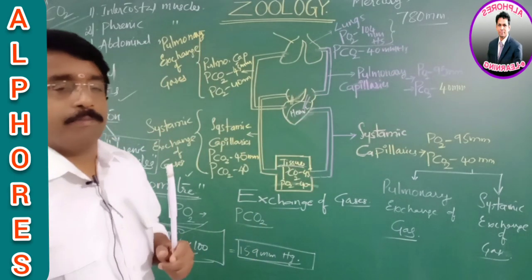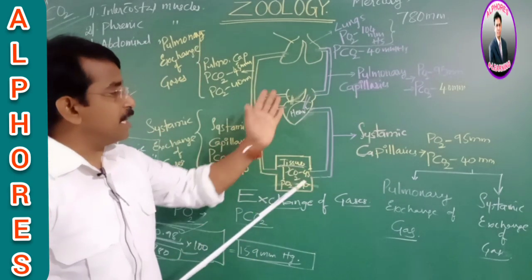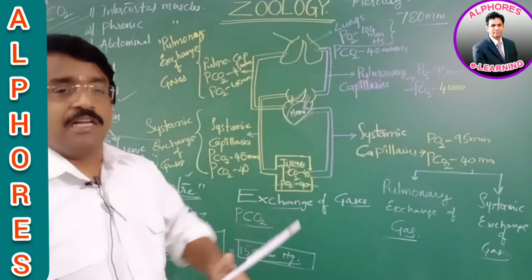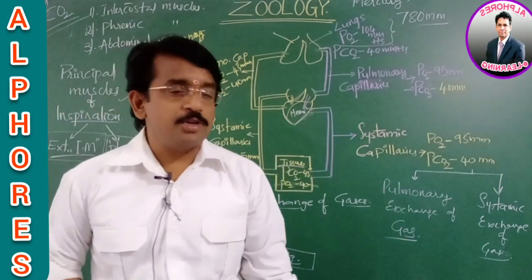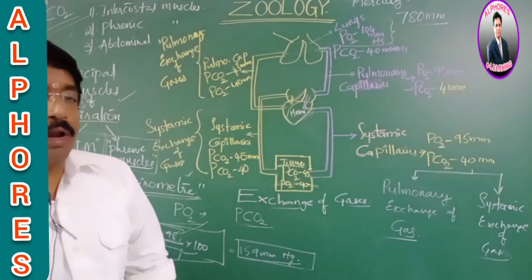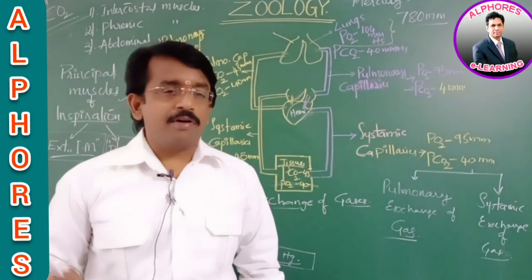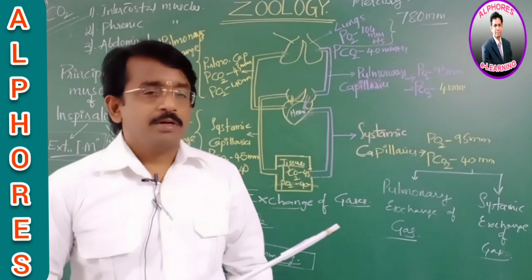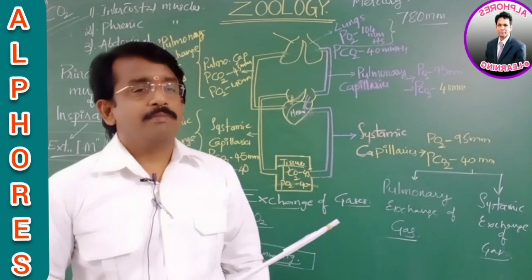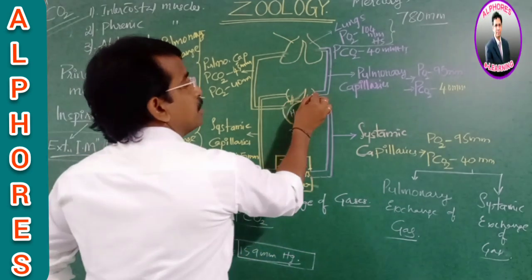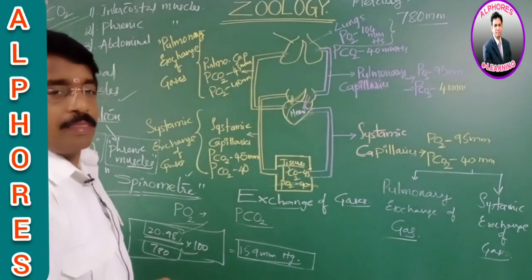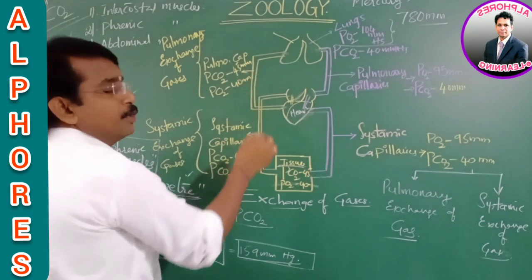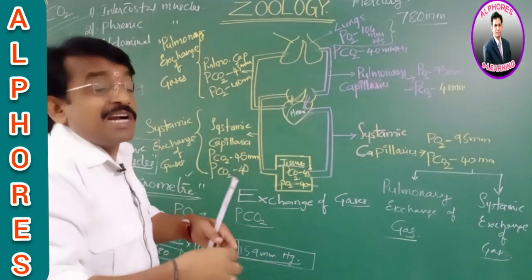Remember one thing and recall. We discussed that in the heart, the left side portion, left atria and left ventricle, carries the oxygenated blood. Right atria and right ventricle carries the deoxygenated blood. So in this connection, as partial pressure of oxygen is more at the alveoli, it starts diffusing.